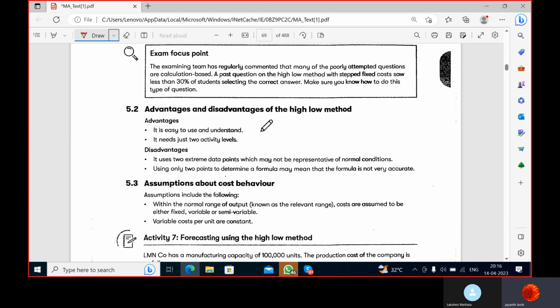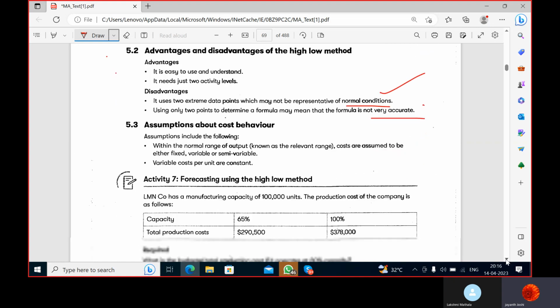Now, advantages and disadvantages of the high-low method. The advantage is that it is easy to understand and it just needs two activity levels. Disadvantages: it uses two extreme data points which may not be representative of normal conditions. Of course, we are taking only high and low. We are not considering anything else apart from that. The medium or middlemost cost, we are not taking. Using only two points to determine a formula may mean that the formula is not very accurate. So this is only approximate.